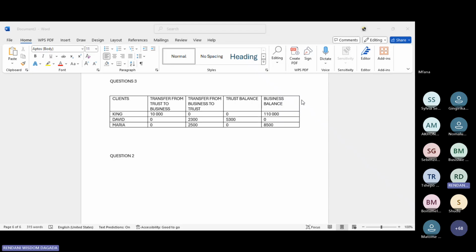Question 2 says you received the following statement of account and EFT from your correspondent. Guys, can somebody tell me why we said this is the instructing? Because we received the statement of account. That is correct. When you receive the statement of account, you are the instructing correspondent.